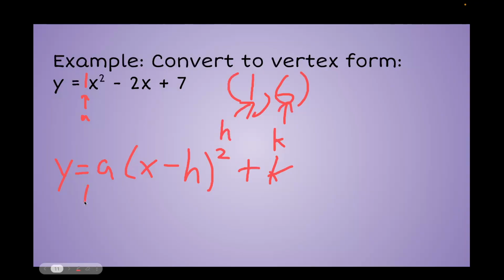So plugging everything in, our A is 1, our H is also 1, and then our K is 6. And actually, you don't actually want to write this one. So you erase that, because you're multiplying by 1, which is meaningless. It's just the same as not having it there at all. Wow, my handwriting is really bad. This is a K.